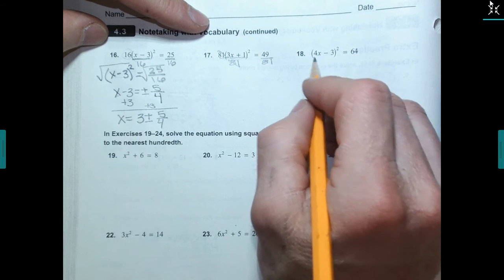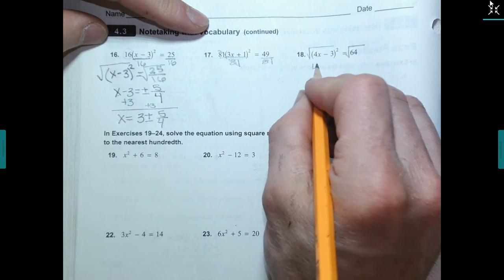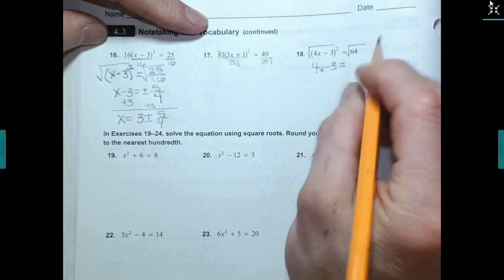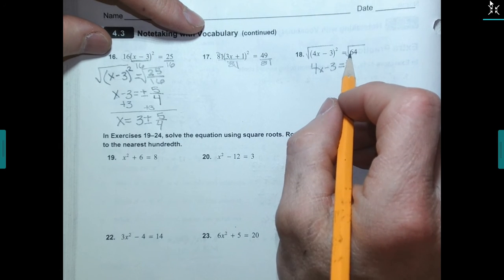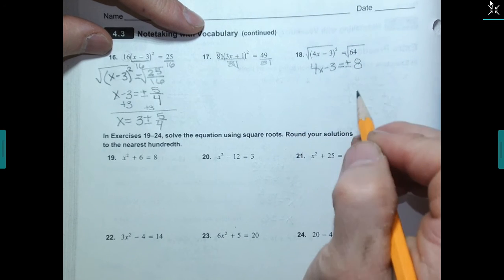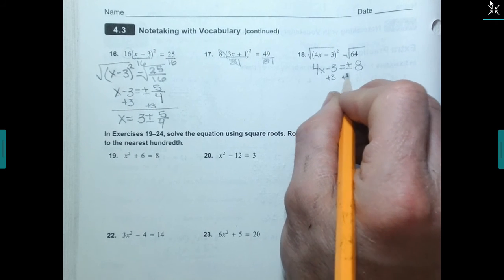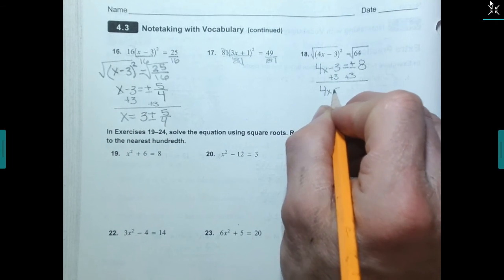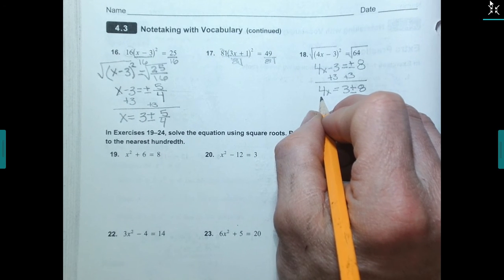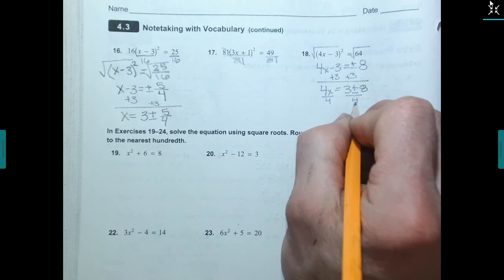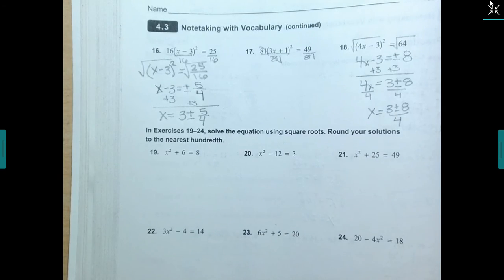And over here, this whole thing is within the square, so I can just start off by square rooting it. So I have 4x minus 3 equals plus or minus, don't forget your plus or minus. Whenever you square root, the other side is plus or minus. Hey, that's a magic number, plus or minus 8. So now I'm going to add the 3. So I get 4x equals 3 plus or minus 8. And then I divide by 4. So I get x equals 3 plus or minus 8 divided by 4.